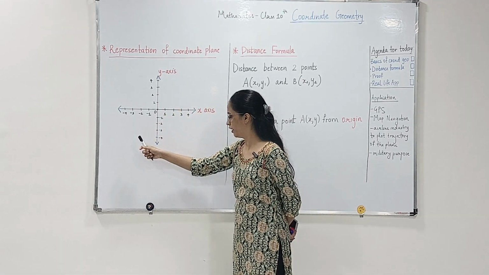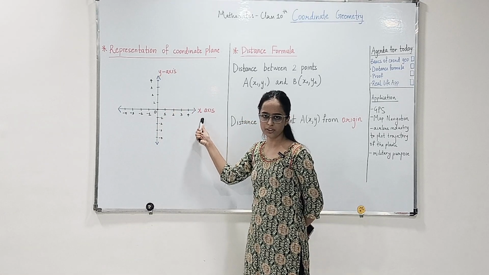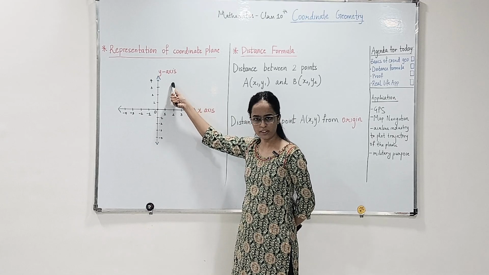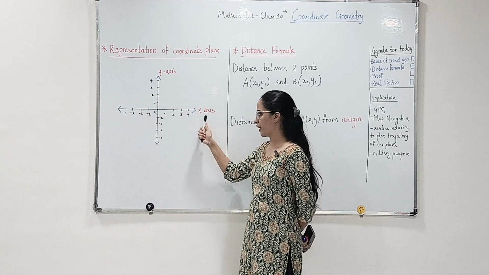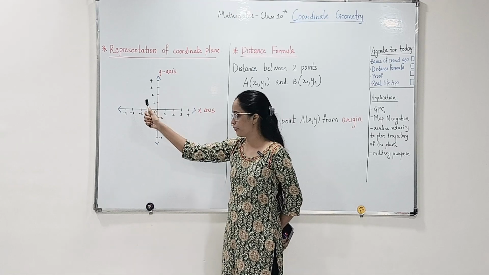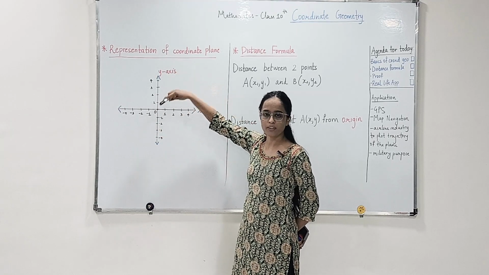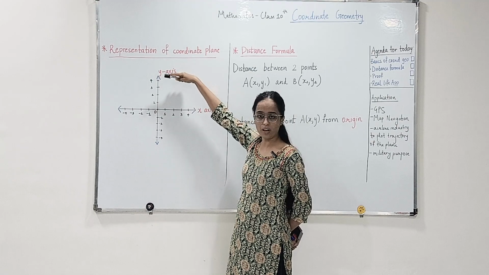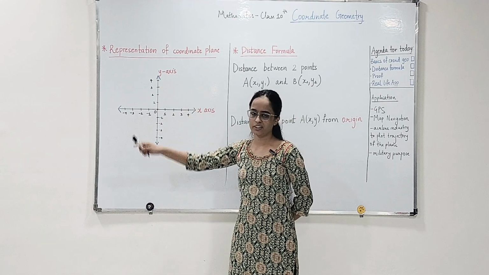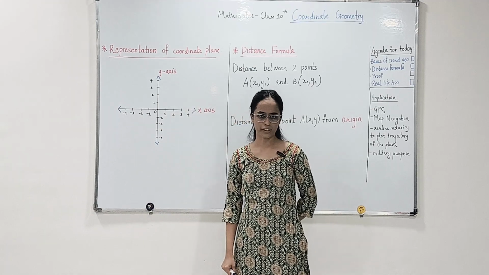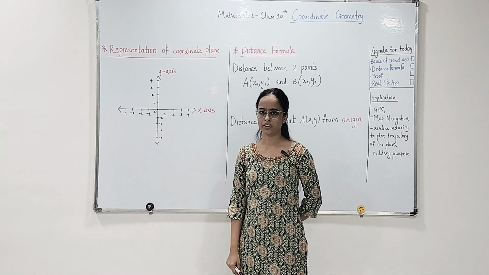So this arrangement where you have two axes perpendicular to each other, wherein the horizontal one is called the x-axis and the vertical one is called the y-axis, with the right hand side of the x-axis having positive numbers, the left hand side having negative numbers, and on the y-axis the numbers above the origin being positive and numbers below the origin being negative, is called a coordinate plane or a Cartesian plane.